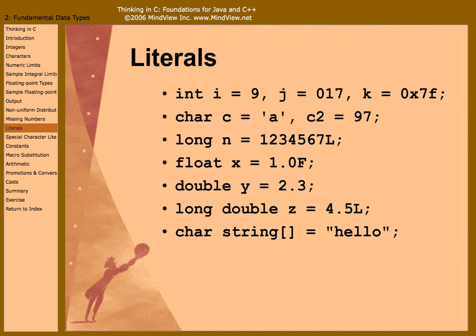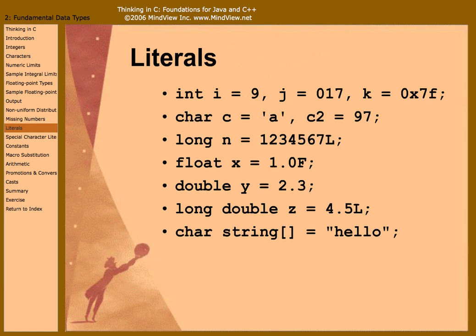And then you can also do hexadecimal. So here k is being initialized with the hexadecimal value 7f. Now these are all legal C statements the way I've written them, and so notice that I have a comma in between each declaration. So you can declare and optionally initialize a number of variables in the same statement.